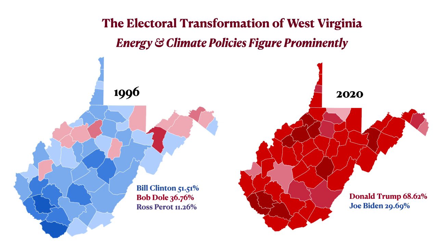In 2020, West Virginia was, I think, the second most Trump-supporting state after Wyoming, with Joe Biden getting less than a third, less than 30%.